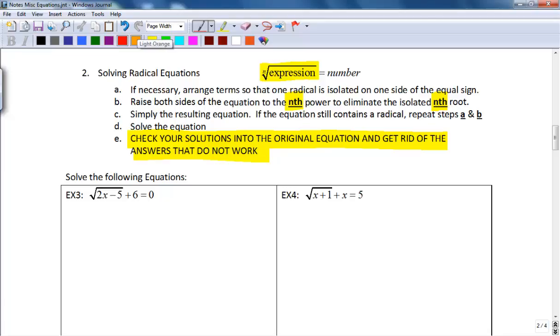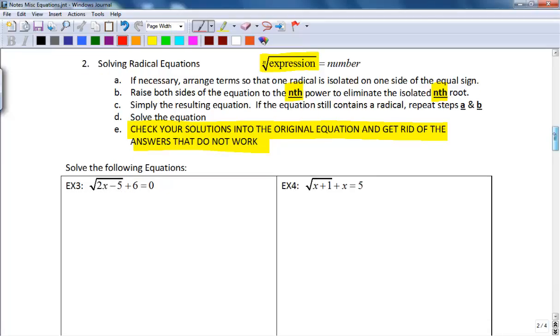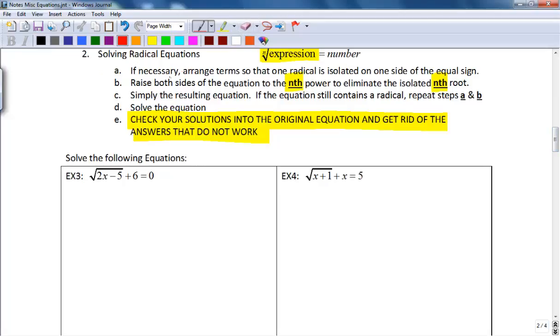Now example 3 asks us to solve the following equation. We have the square root of 2x minus 5, plus 6, equals 0. So the very first thing that I need to do is, if necessary, arrange it so one radical is isolated. Well, this is what I'm taking the square root of. Is it isolated? Well, it's not. It's got this plus 6 next to it. So I need to move that 6 to the other side. So I get the square root of 2x minus 5 is equal to negative 6.